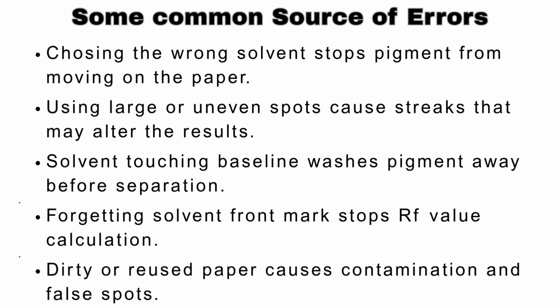Spotting unevenly or using too much sample causes streaks instead of clean dots. Letting the solvent touch the spot directly washes the pigment away before it separates. Forgetting to mark the solvent front means you cannot calculate the RF values later. Using dirty or reused paper causes contamination and false spots.